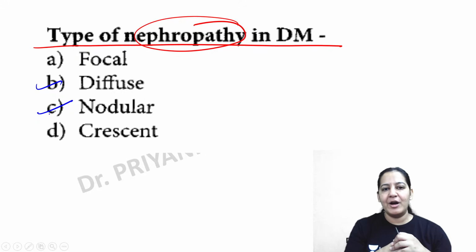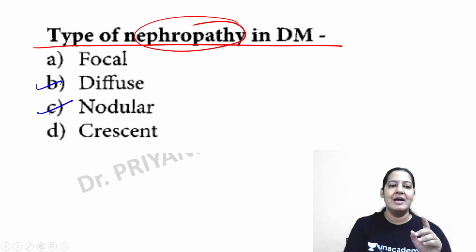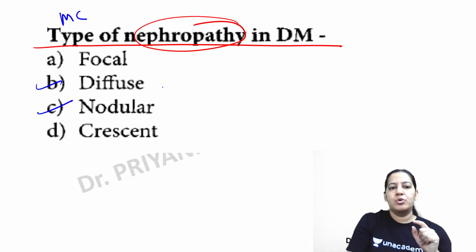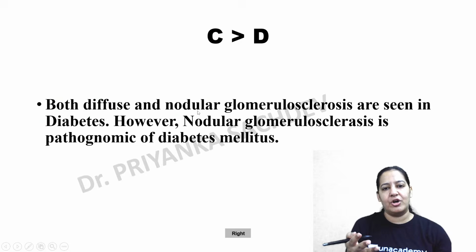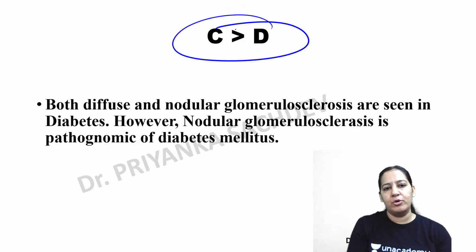I know, but you cannot mark two options. Now, if it is a PGI exam, it's good to mark two options, but in other exams only one option is correct. So if I ask more common, go with diffuse. If I ask more specific, go with nodular. So depending on what is asked in the question, go with that, right? So C and D both are correct here.